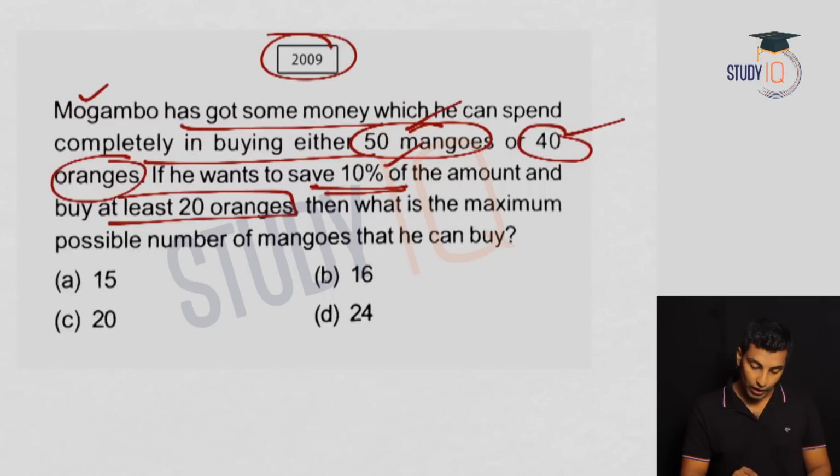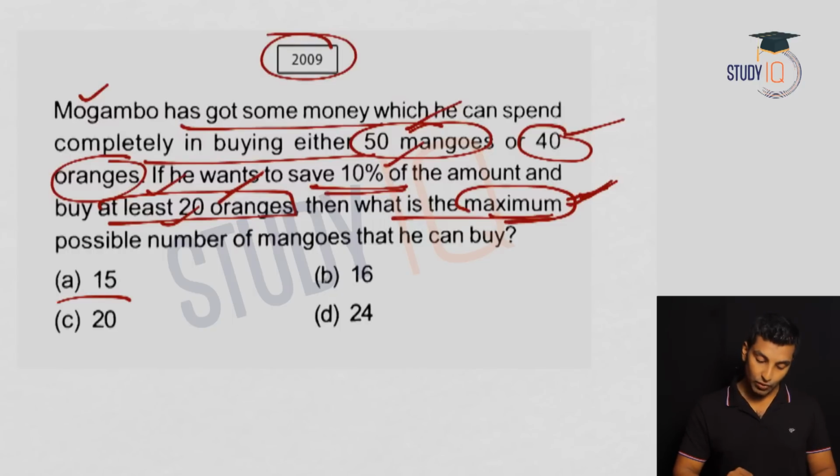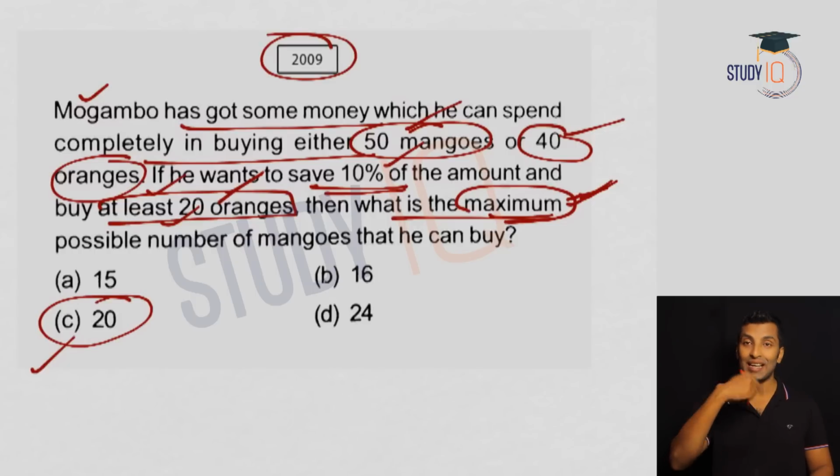Buy at least 20 oranges. There it was fixed at 20 oranges. And then how many mangoes? But since here it is at least, and what is the maximum, at most? Both are coming, so both are cancelling each other, right? So here at least means we actually need to see the maximum. So we need to fix this as 20, and this will also be 20. Okay, so we have seen in the first question the answer option was C, the second question answer option was B, the third question answer option was D.